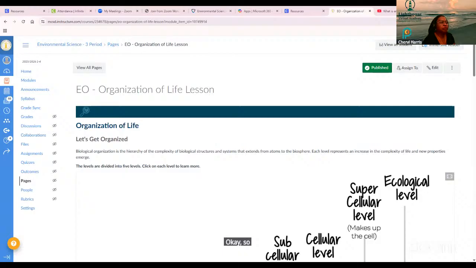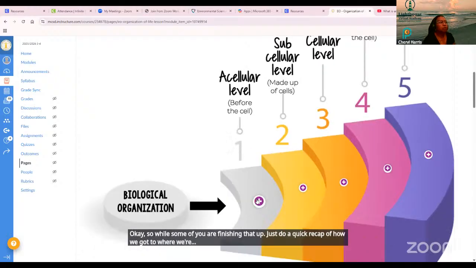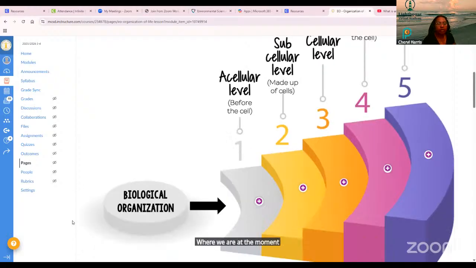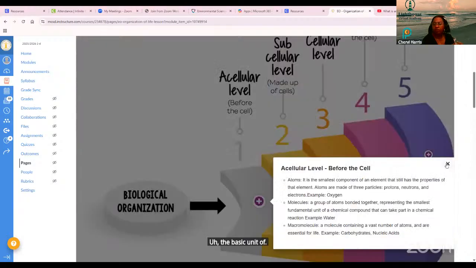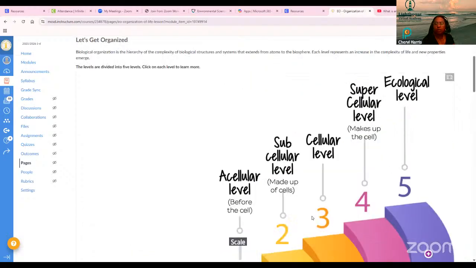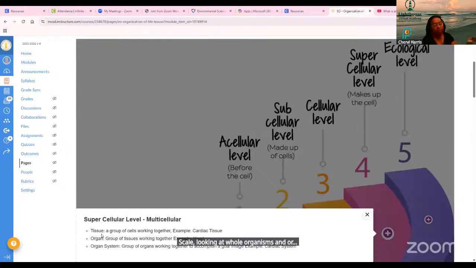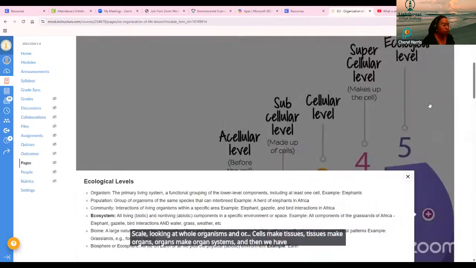Okay, so while some of you are finishing that up, just a quick recap of how we got to where we are at the moment. We looked at biological organization, and we talked about cells being the basic unit of living things, made of molecules, and we went all the way up the scale looking at whole organisms. Cells make tissues, tissues make organs, organs make organ systems, and then we have a whole organism, which brought us to this 5th level. Like I said yesterday, we're going to spend most of our time on this 5th level because that is what environmental science is about.